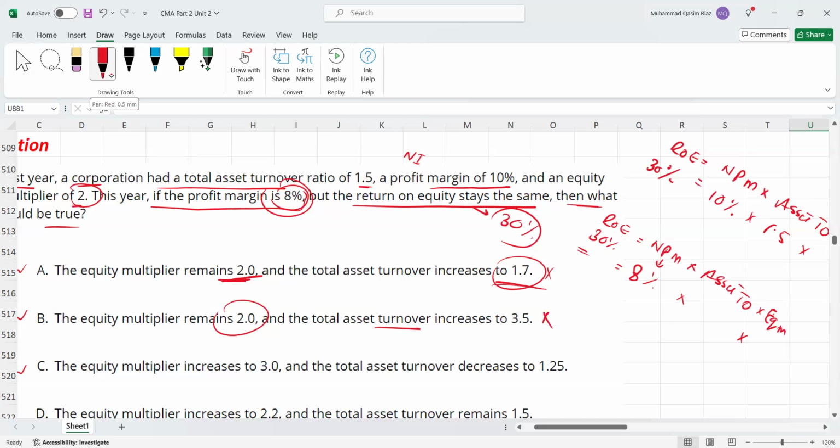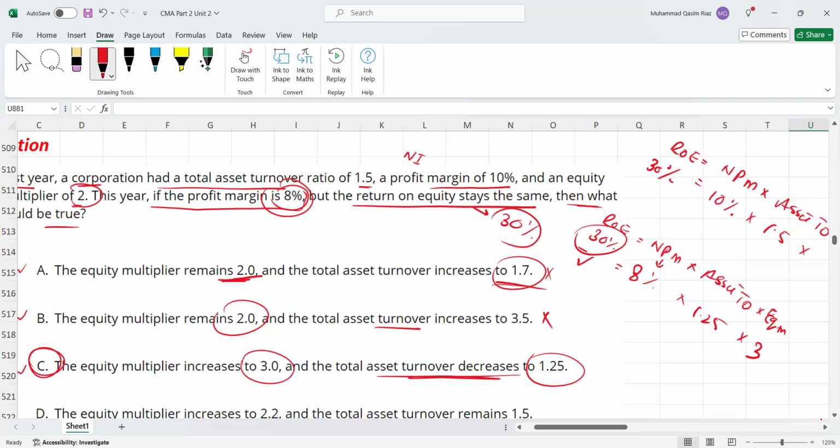They're saying if equity multiplier increases to 3, keep it 3, and total asset turnover ratio is 1.25. Check now whether the answer is 30% or not, because they told you return on equity stays the same. 8 times 1.25 times 3. Yes, now it stays 30%. It means this is the answer of this question.